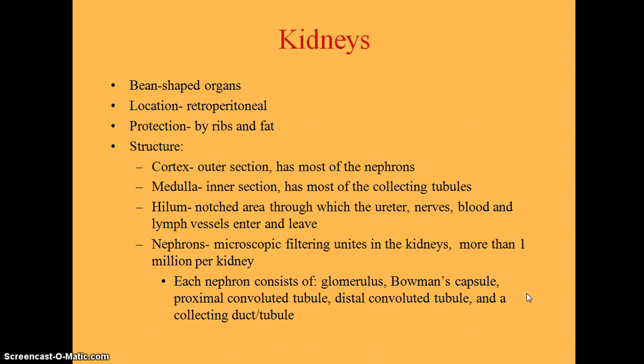The urine then enters the collecting tubules that are located in the medulla, and they empty into the renal pelvis or the renal basin, which is just a funnel-shaped structure. That's the first part of the ureter.